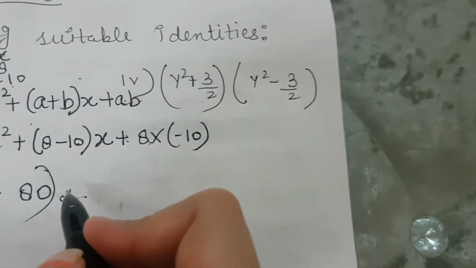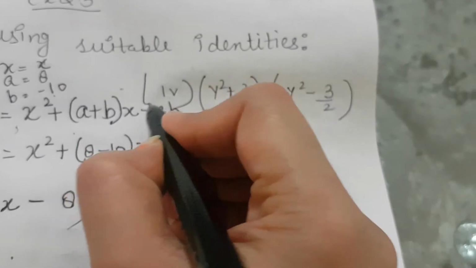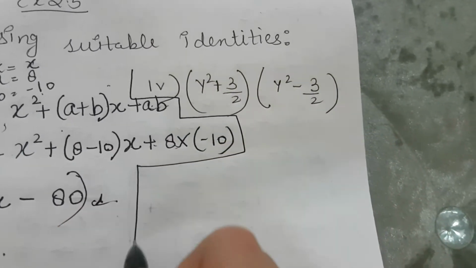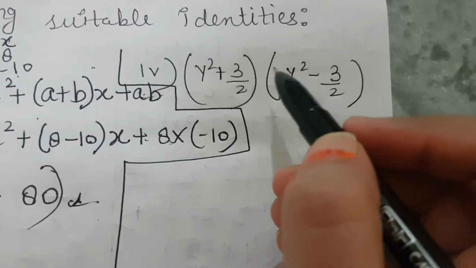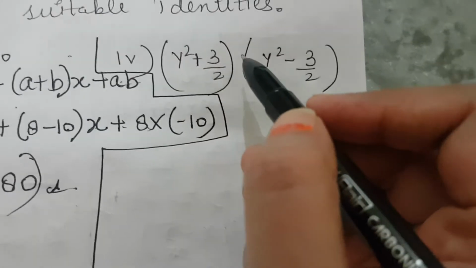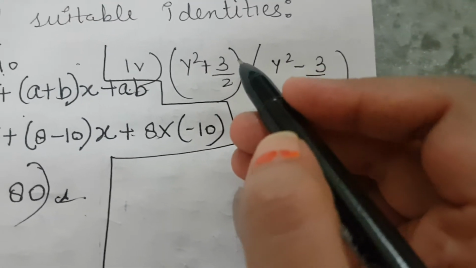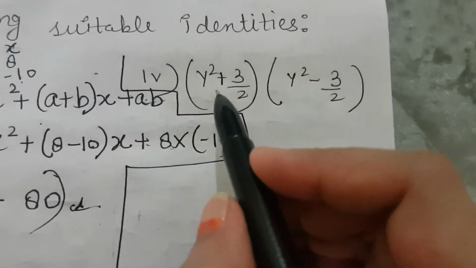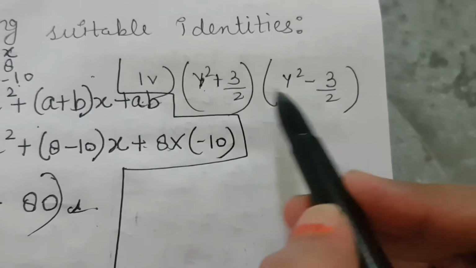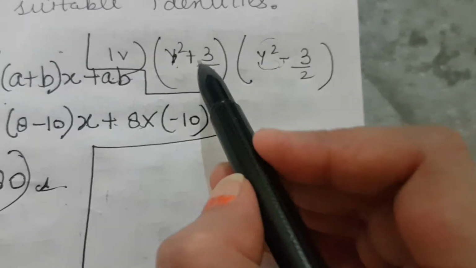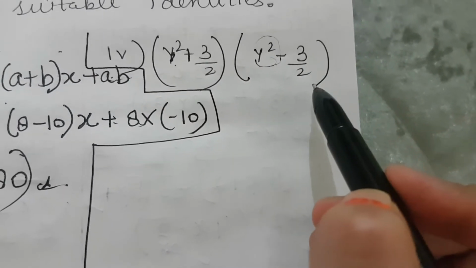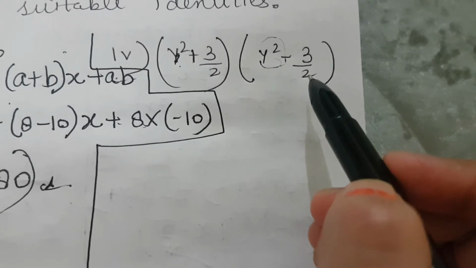Now come to the fourth part. First of all, you see here which identity we will apply, and after that we will calculate it. You see here y square, the first term is the same, 3 by 2, 3 by 2, and the second term is also the same.